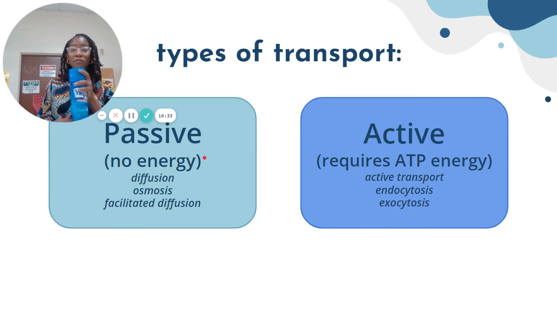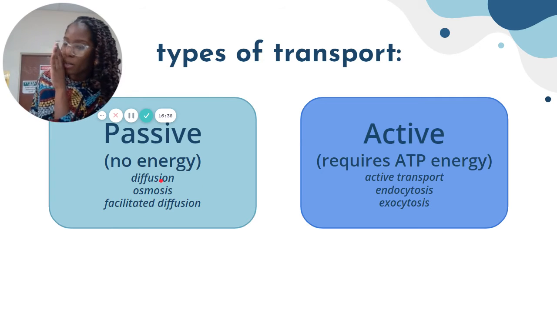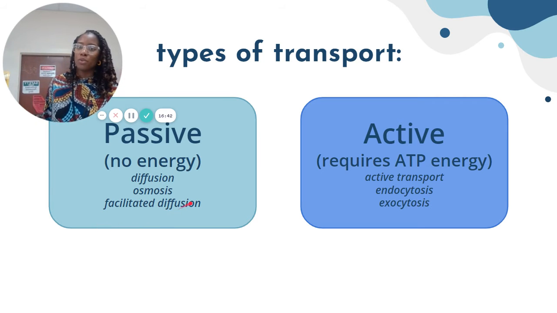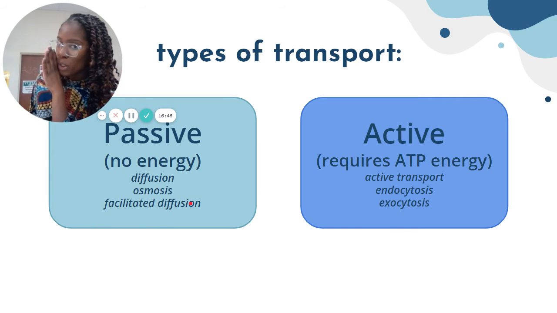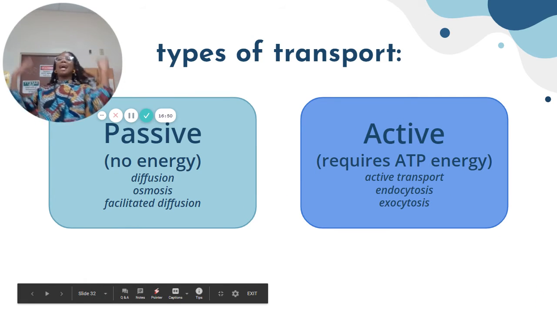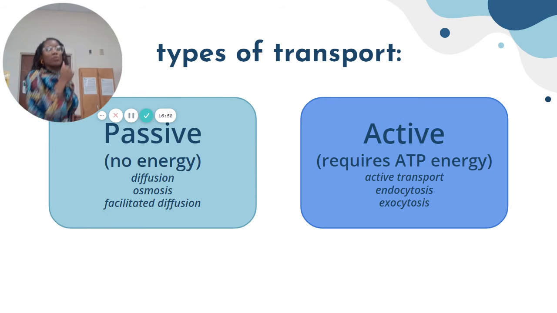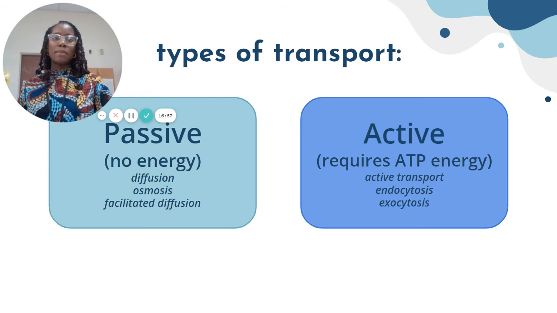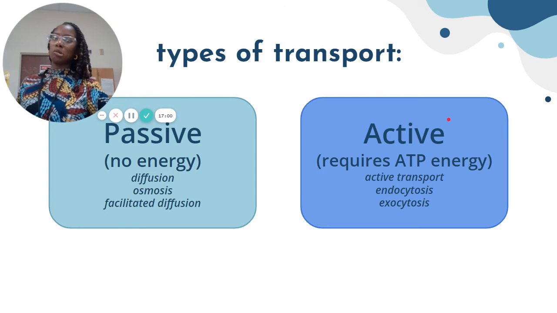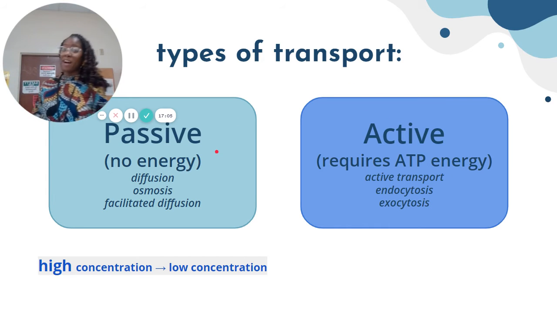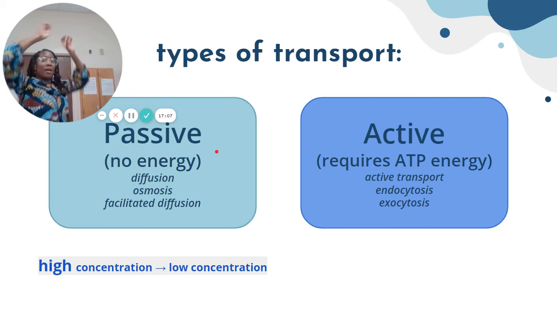That's simple diffusion. We're going to learn about what's called osmosis, which, spoiler alert, is just diffusion of water. And then facilitated diffusion, which, spoiler alert, is just diffusion that uses a protein channel. Then we have what's known as active transport. Active transport requires ATP energy, and we have two forms of that typically that we're going to talk about, endocytosis and exocytosis.